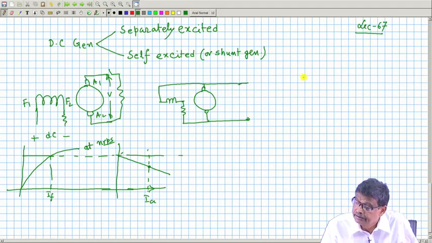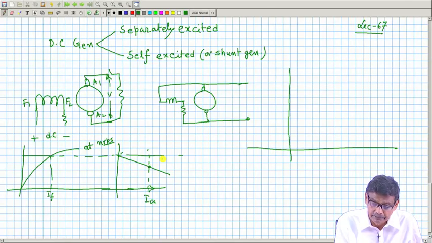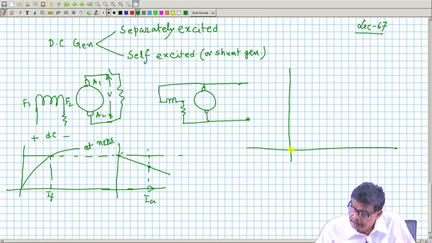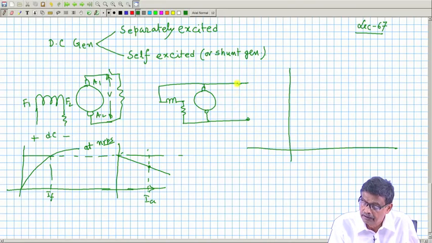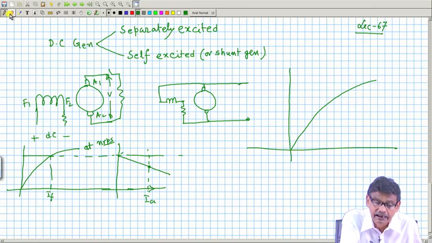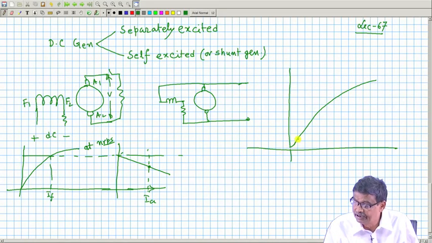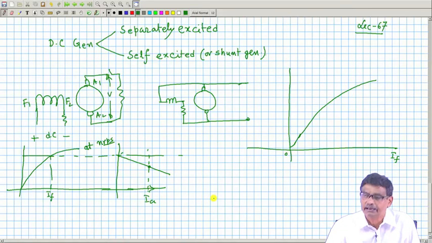In the case of the shunt generator we were discussing just now, you have to run the machine as a separately excited generator, and the voltage available under no load condition is decided by this. Mind you, I should draw it correctly: there must be a residual field, so it will not pass through the origin. Even if the field current is 0, there will be some little induced voltage. In fact, that is the reason you at the end get a very large voltage.